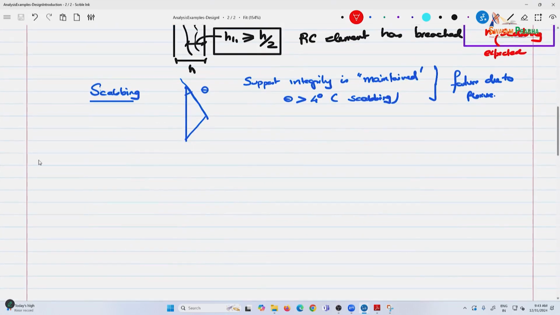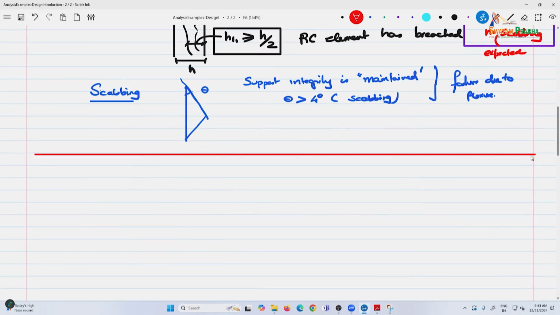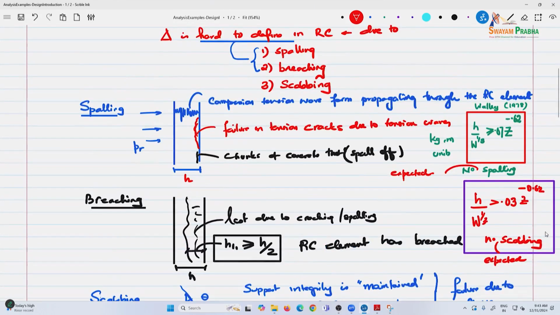So, we'll... what's that? Breaching, sorry, you are right. I think I wrote breaching, right? That is a joke. I can correct myself with no trace. So, no breaching, you are right, thank you.